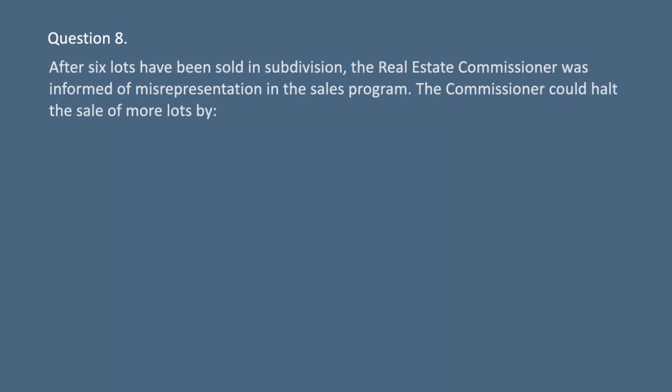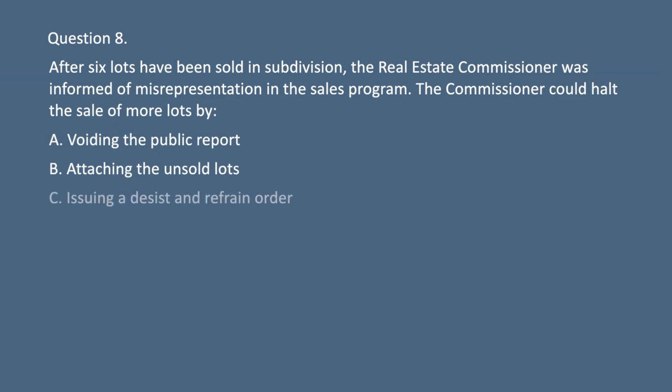Question 8. After 6 lots have been sold in a subdivision, the real estate commissioner was informed of misrepresentation in the sales program. The commissioner could halt the sale of more lots by A. Voiding the public report. B. Attaching the unsold lots. C. Issuing a desist and refrain order. D. Filing an accusation in court.